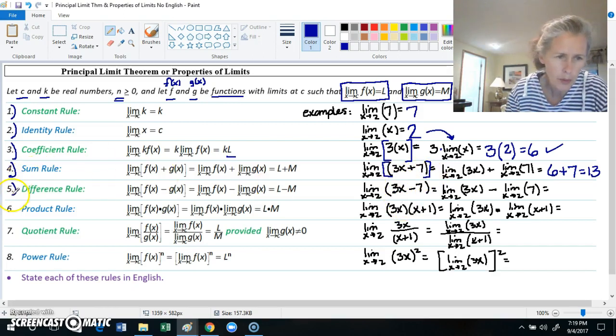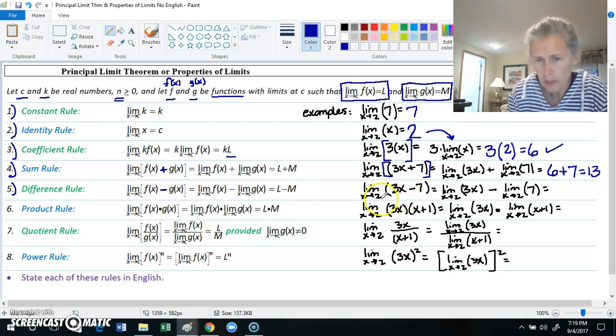All right, I'm not going to go through the difference. You know that the sum and the difference are really doing the same thing. So, the limit of 3x minus 7 as x approaches 2 would be the same as the limit of 3x as x approaches 2 minus the limit of 7 as x approaches 2. That's going to be 6 minus 7, or negative 1.